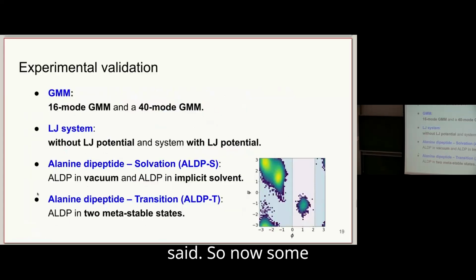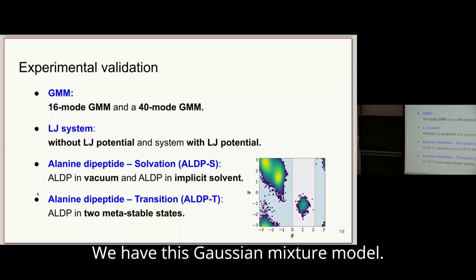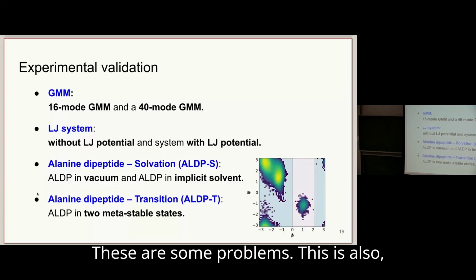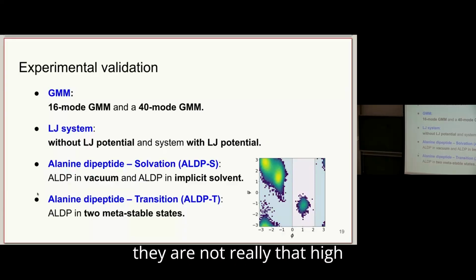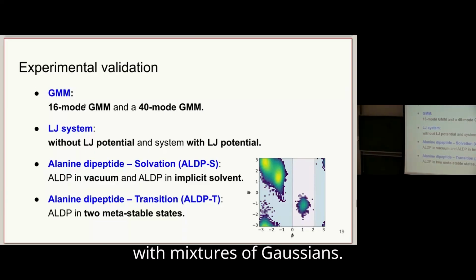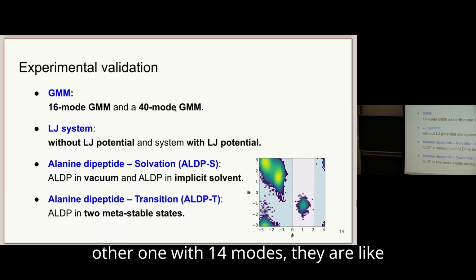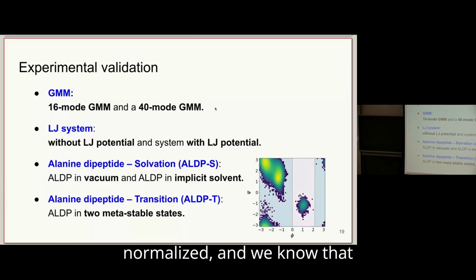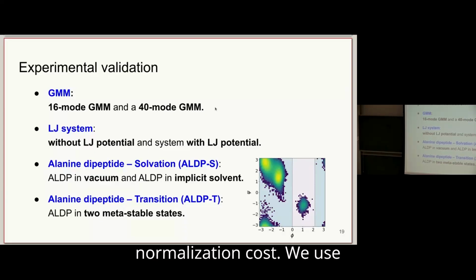So now some examples of how this works in practice. We have this Gaussian mixture model. The problem is still quite challenging, and some of these problems are not really that high dimensional, but they are way better than previous methods. So it's some advancement here. This is a problem with mixtures of Gaussians, one with 16 modes and the other one with 14 modes. They are like two different distributions. These are normalized, and we know that the free energy difference is going to be 0, because both have the same normalization constants.